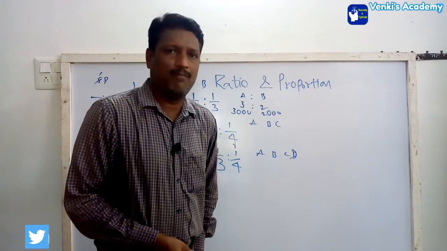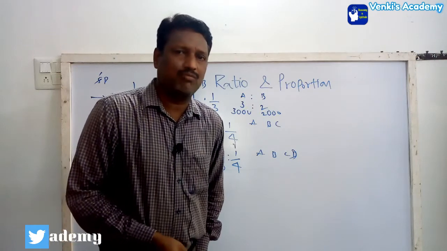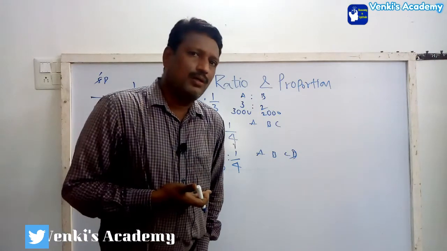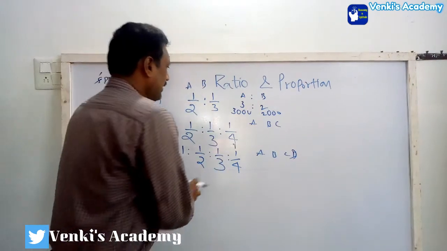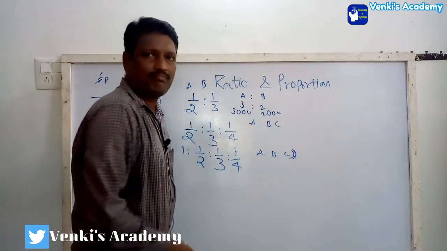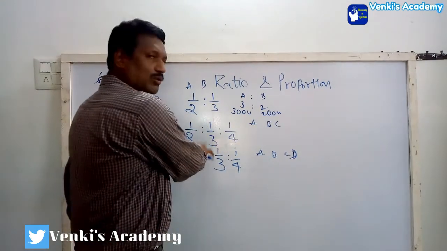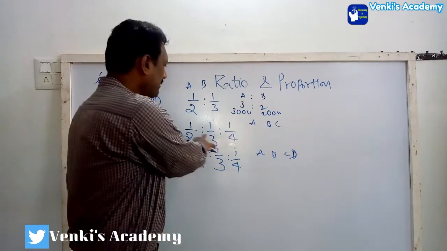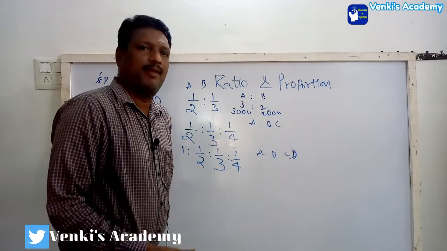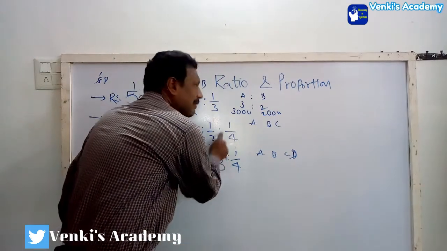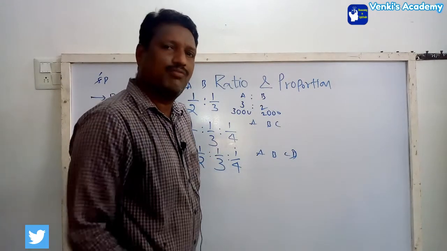Fourth table only. 4 1s are 4, 4 2s are 8, 4 3s are like this. If you go this way, we can get the LCM. 4 1s are 4, so it won't go by 3. 4 2s are 8, it won't go by 3. 4 3s are 12. So the bigger number in this denominator is 4. If you take the table of 4, that will give us the LCM.